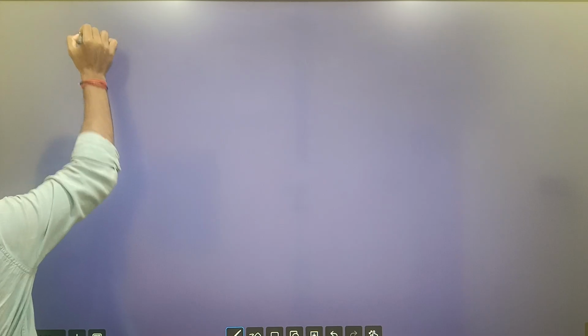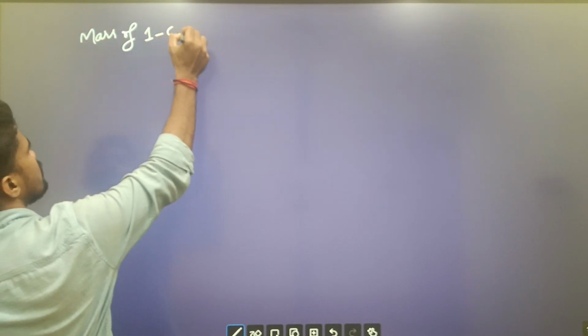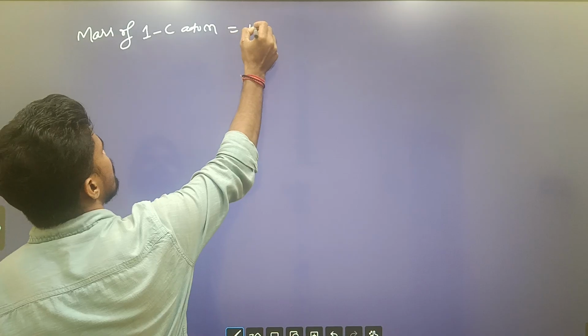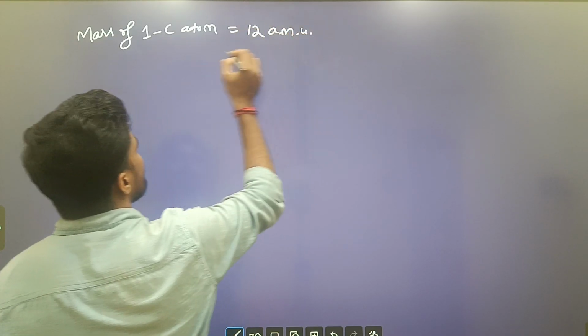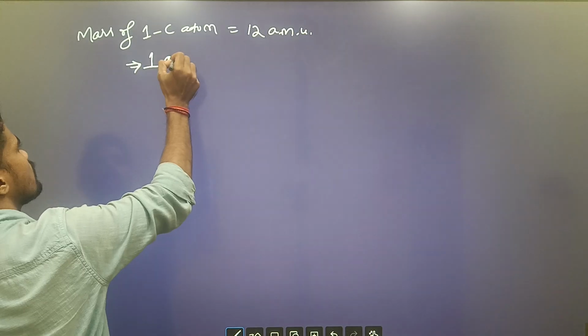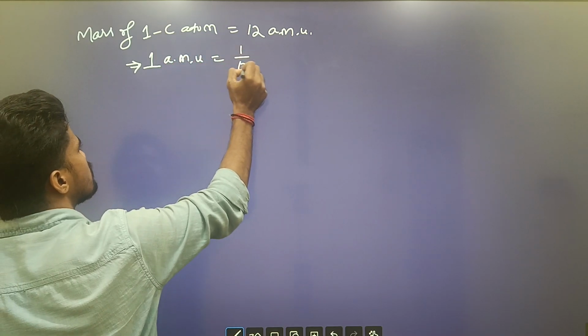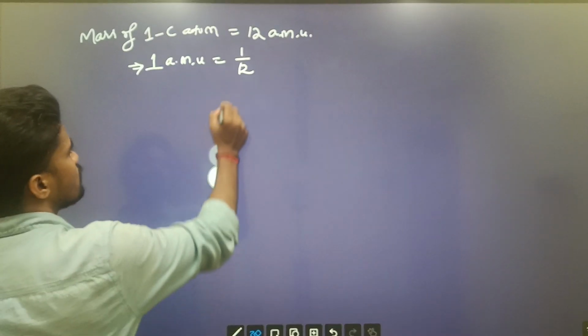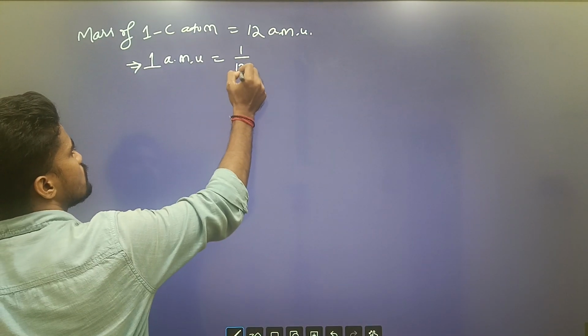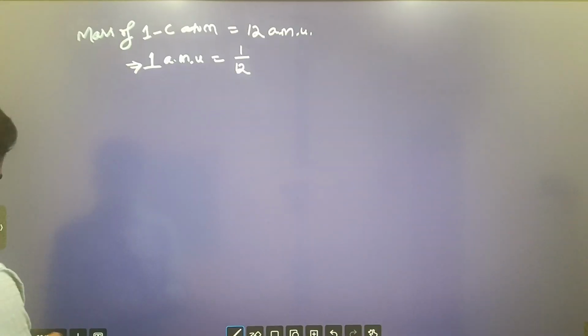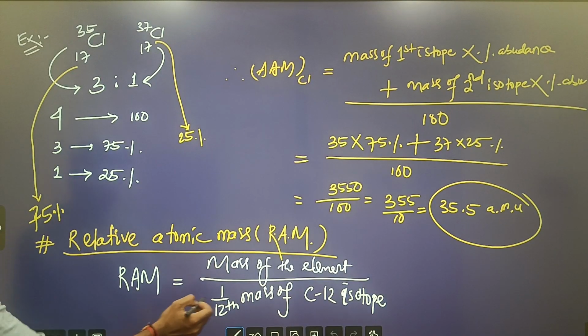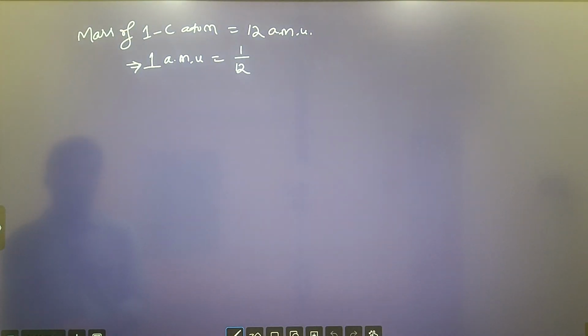Because we are writing down why 1/12. See, because we know the mass of one carbon atom equals 12 AMU, which implies 1 AMU equals 1/12. That means this is the carbon-12 isotope. Yes or no? So that's why we are writing 1/12 in the formula for relative atomic mass. Hope it is clear?